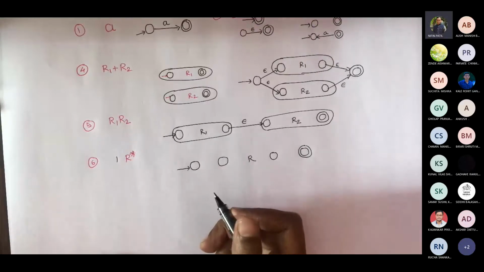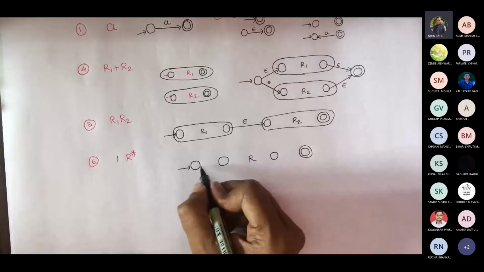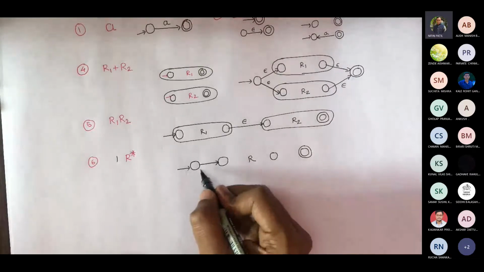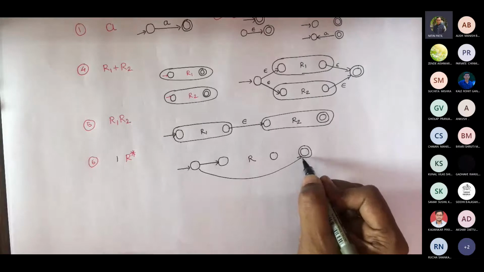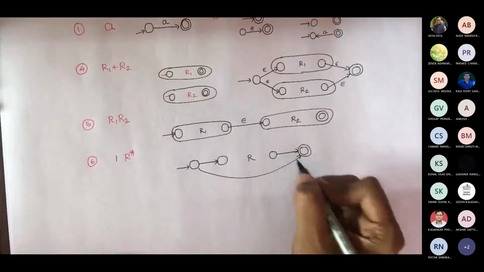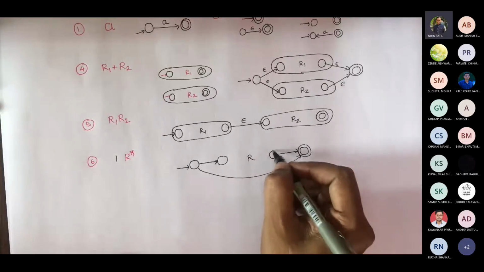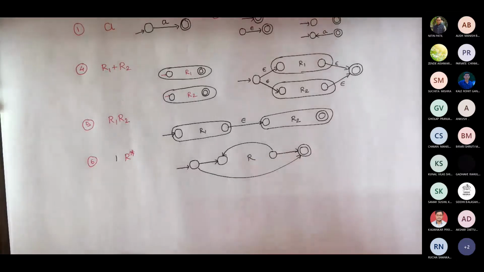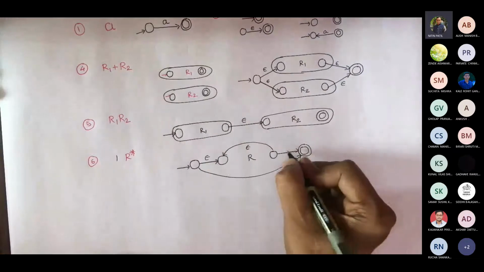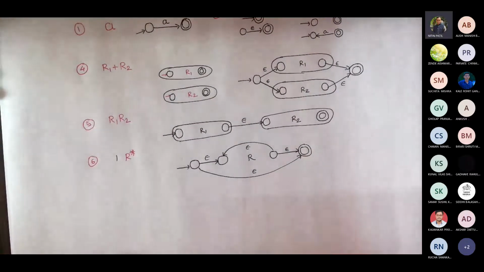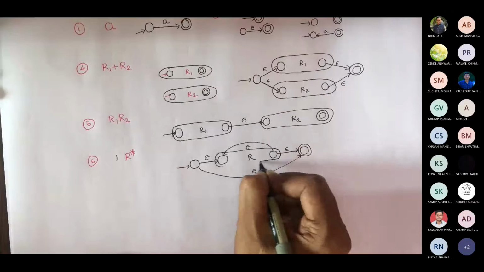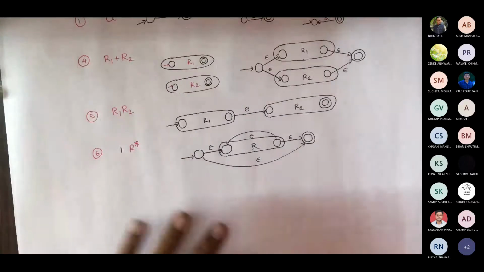Now add 4 transitions. Two transitions would be from new initial to initial of R, new initial to new final of R star, final of R to new final, and final of R to initial of R. Okay, and each one would be with epsilon. This would be represented as R star. Now let me draw this. This is our R. Is that fine?